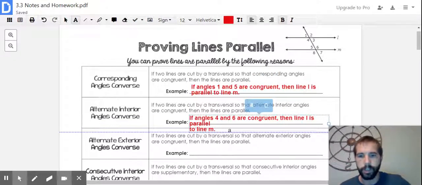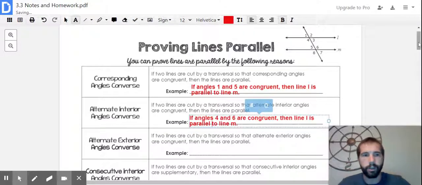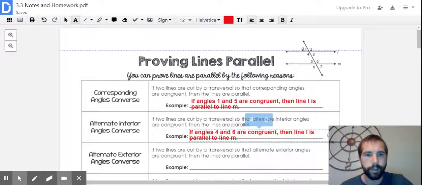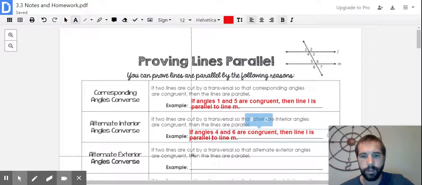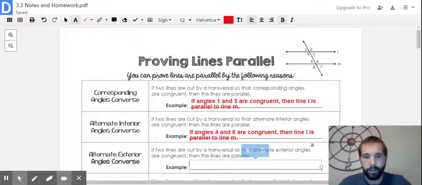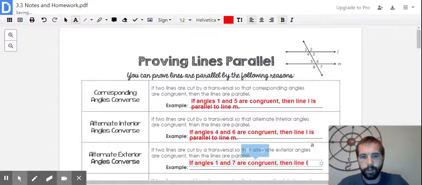Okay, so the same thing goes for alternate exterior angles. If we can prove that alternate exterior angles are congruent to each other, then the lines are parallel. So in the picture above, we can find two pairs of alternate exterior angles, for example, 1 and 7, and then 2 and 8. So if those alternate exterior angles are congruent, then line L is parallel to line M. So let's say, how about if angles 1 and 7 are congruent, then line L is parallel to line M. And that's by the alternate exterior angles converse.